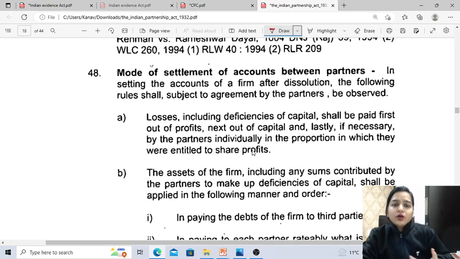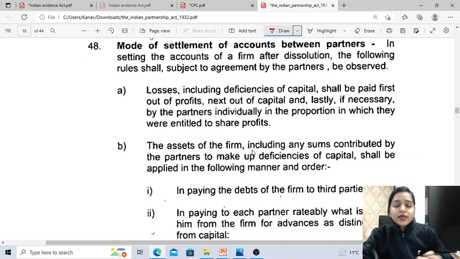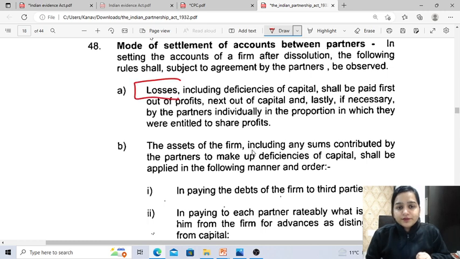Now next is how the settlement of accounts between the partners. What is the mode of settlement of accounts between the partners? So in settling the accounts of a firm after dissolution, the following rules shall, subject to agreement by the partners, be observed. सबसे पहले तो losses होंगे.